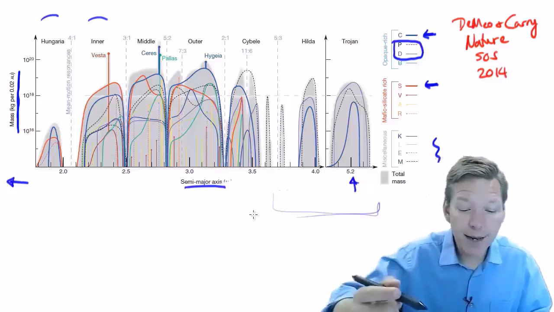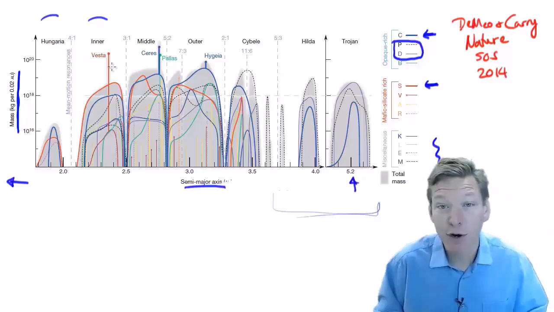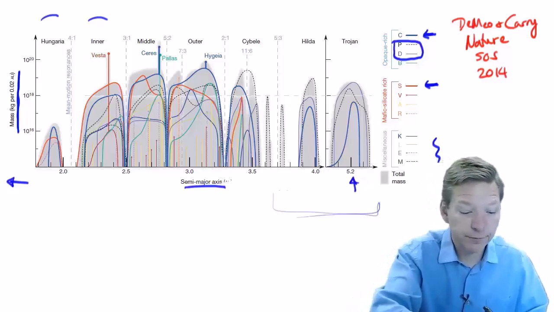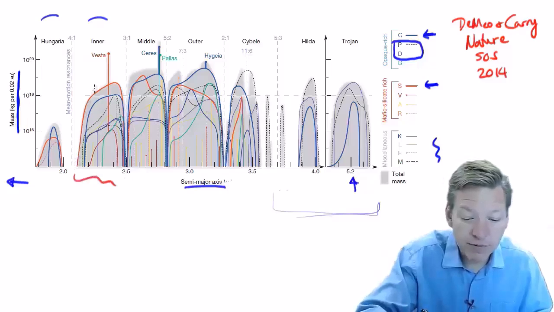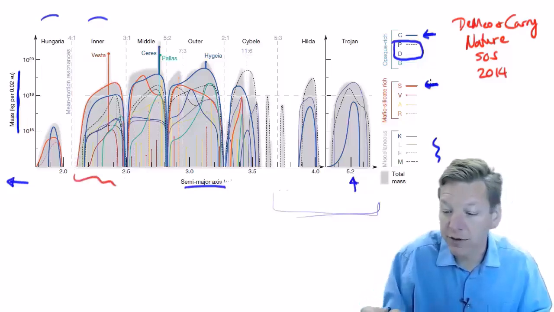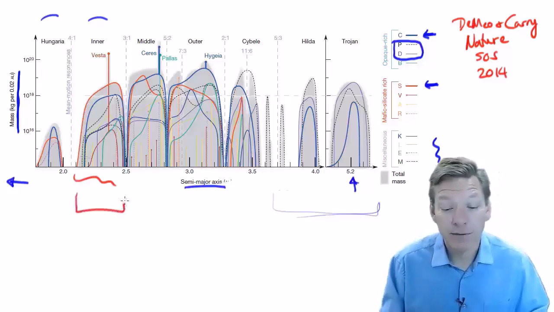Let's look at the main things. Let's look at the top of these curves, because the top of these curves tells you what the main component is at any one spot. So in this inner belt, you are mostly this red. Most of the mass is in whatever these red things are. What are these red things? S. Stony type asteroids dominate the inner part of the asteroid belt.